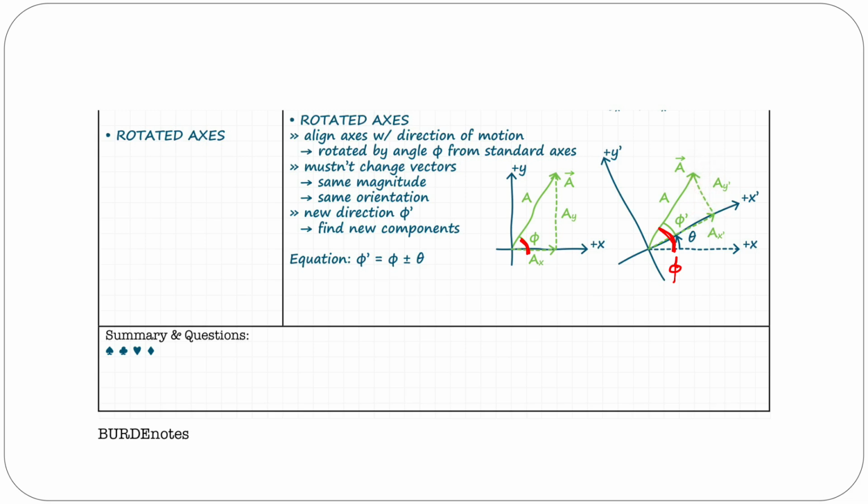Note that the components are always parallel to their axes. The x prime component is parallel to the x prime axis. The y prime component is parallel to the y prime axis. The x component is parallel to the x axis. The y component is parallel to the y axis. But you're simply adding or subtracting that angle of rotation to the direction of the vector, keeping the magnitude of the vector the same. Once you have the new angle, you can use sines and cosines to find the x and y components.